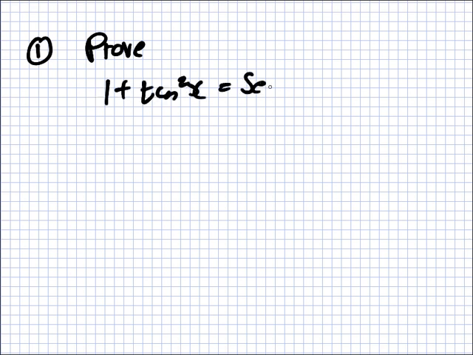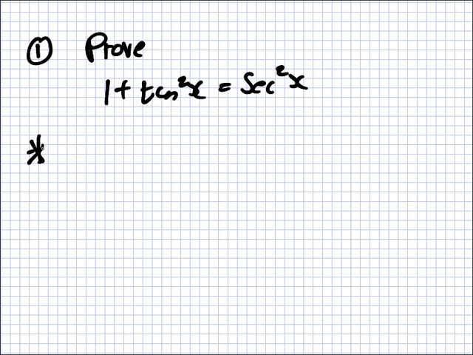Right, what we're looking at now is how to prove different trigonometry rules using the rules we have. So we'll do some examples. Let me do number one. We want to prove that 1 plus tan squared x equals sec squared x. I don't think this one's too bad.